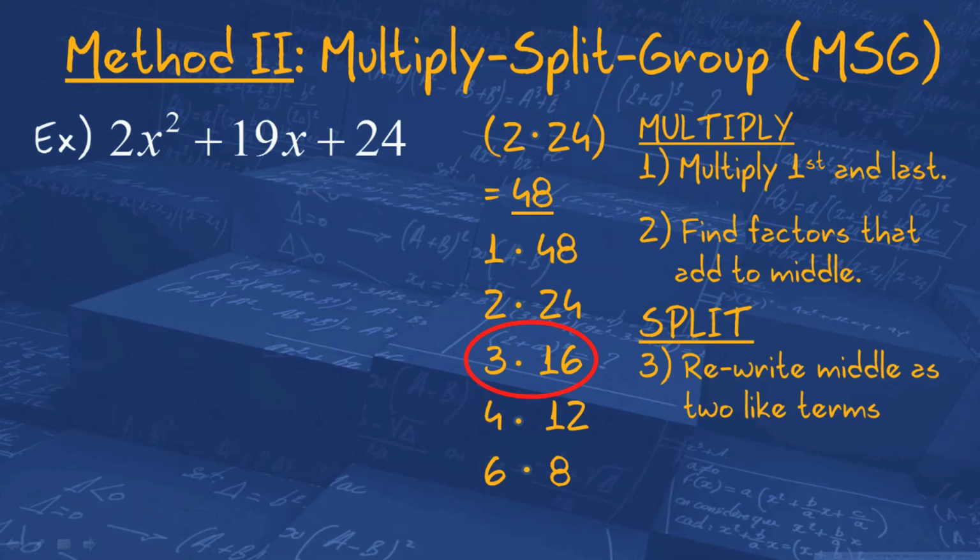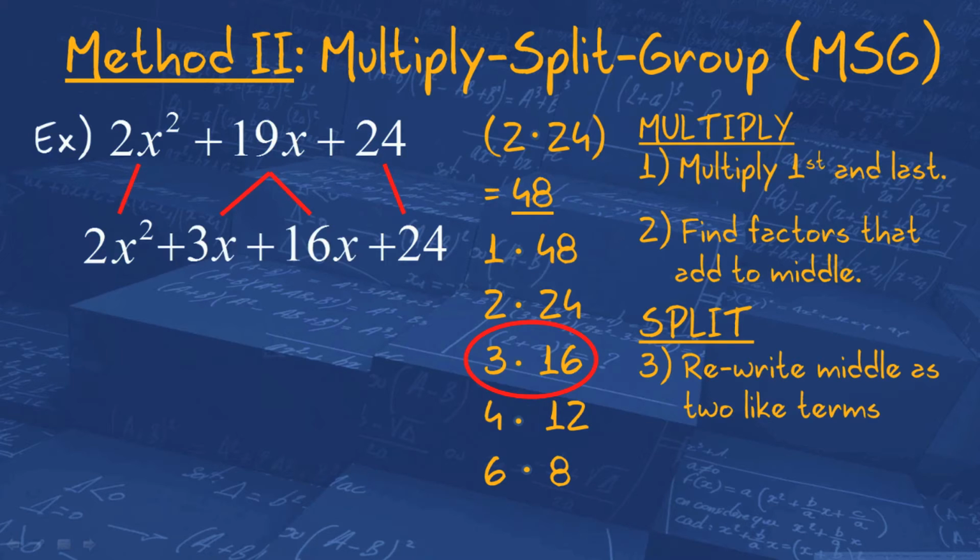We're going to use the 3 and 16 to rewrite the middle term as 2 like terms. In other words, we're going to keep the 2x squared, we're going to keep the 24, and we're going to split the 19x using the 3 and 16: 3x plus 16x. So we haven't changed the value of anything here. But how many terms do we have? 4. Excellent. So that's where the grouping comes in.